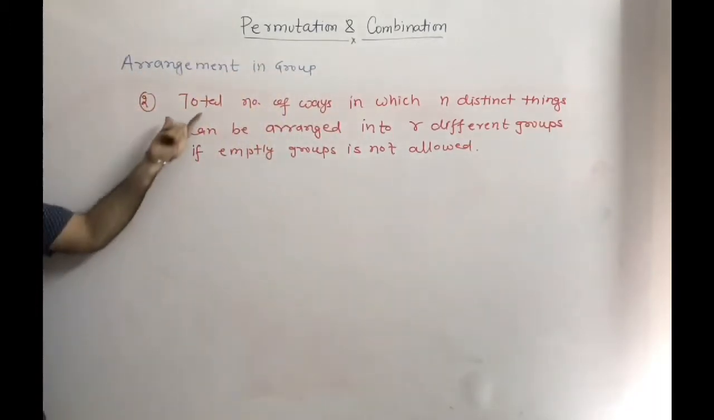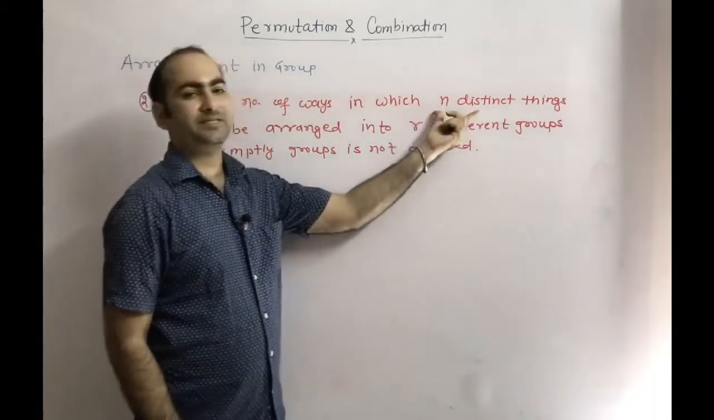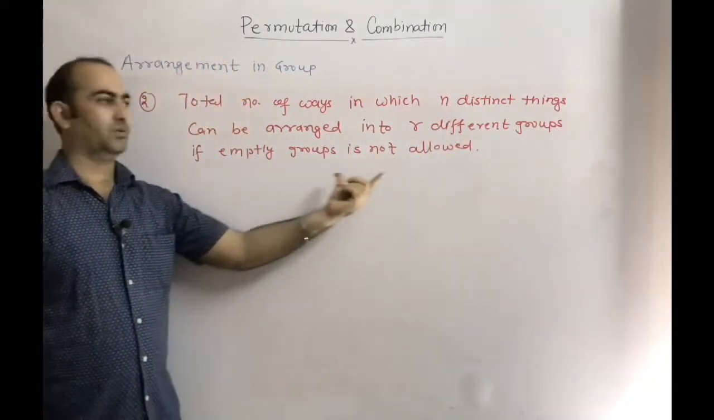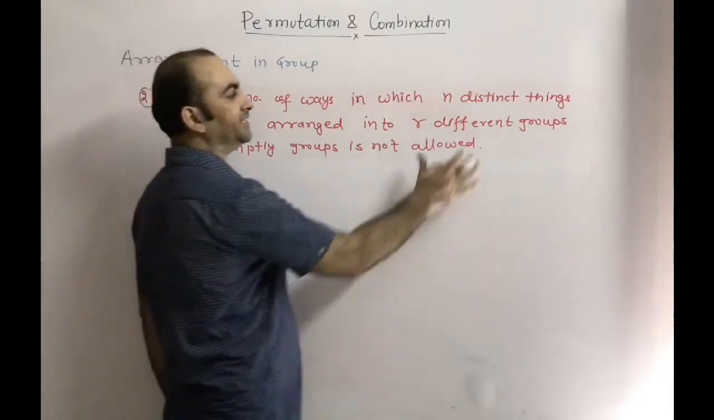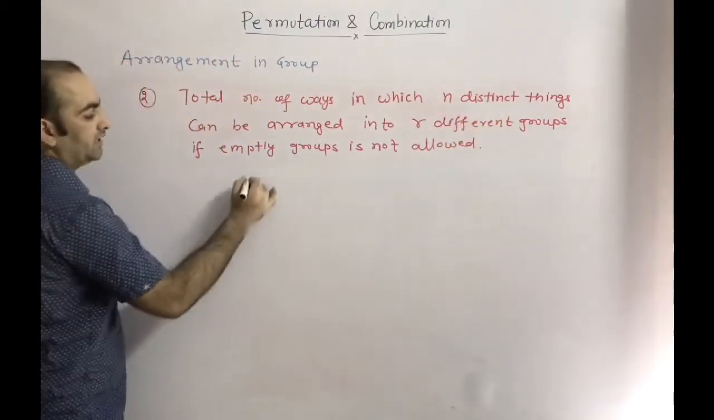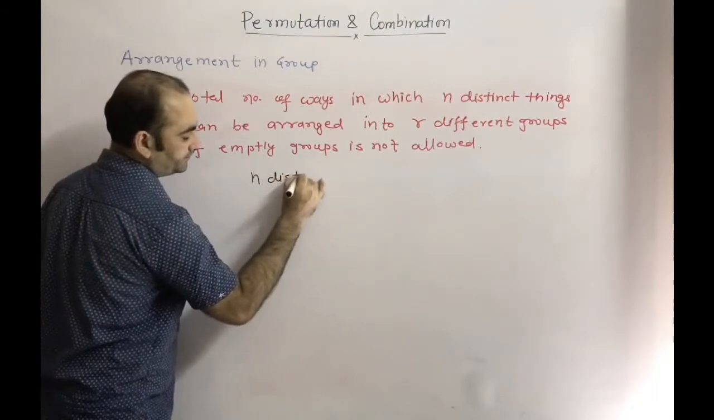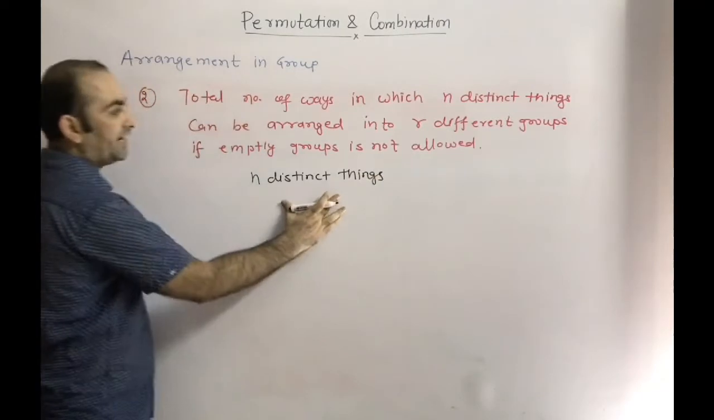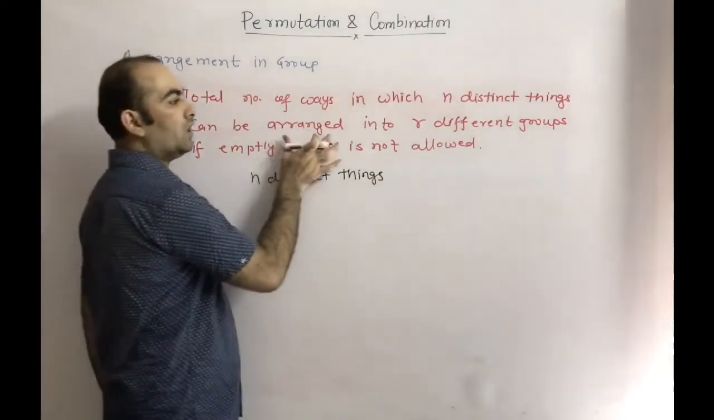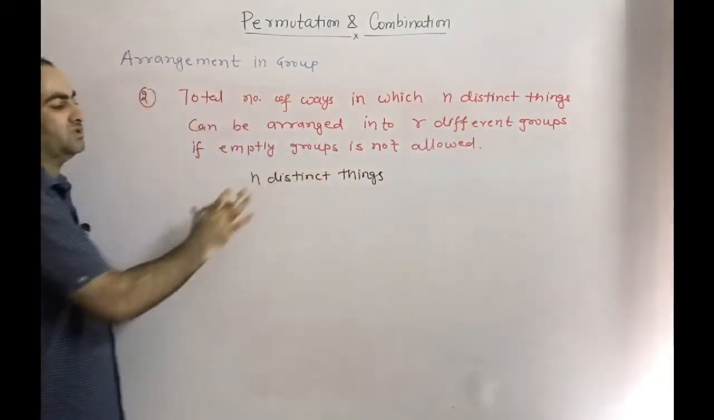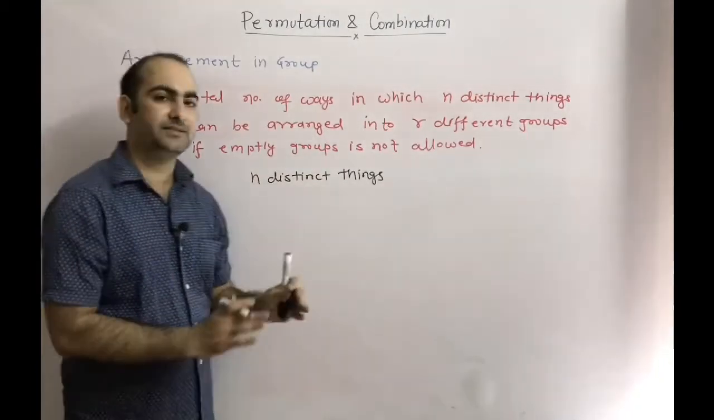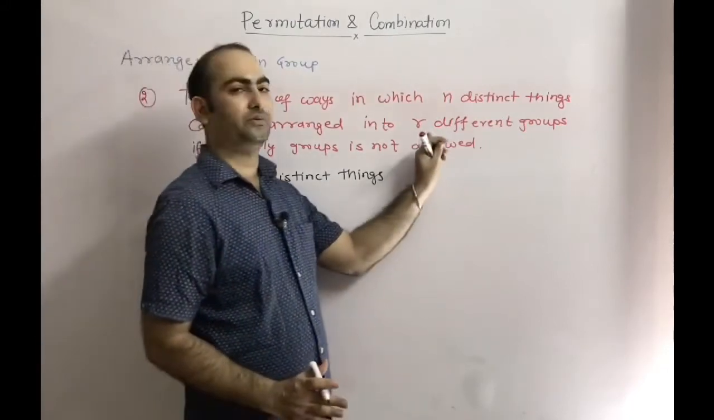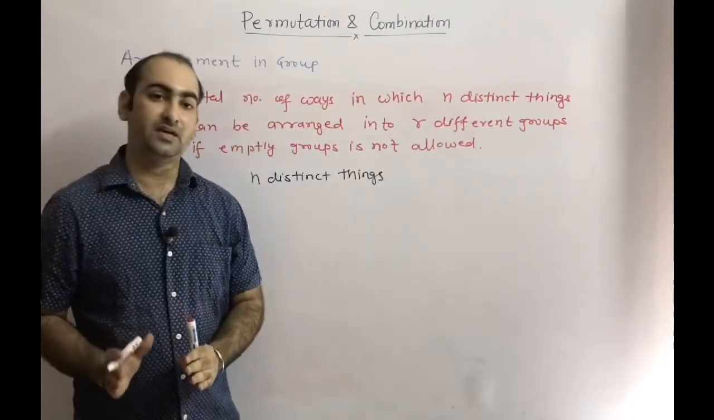Here we want the total number of ways in which n distinct things can be arranged into r different groups if empty group is not allowed. So we have total n distinct things, and we have to arrange them into r different groups. If you arrange n distinct things in a row and want to divide them into r different groups, how many partitions are required? That is r minus 1.